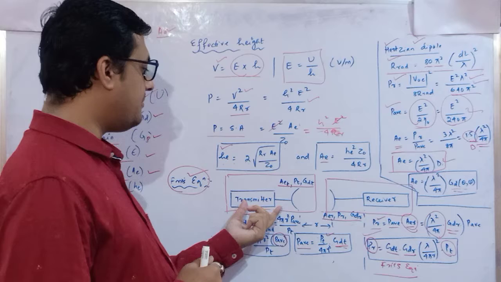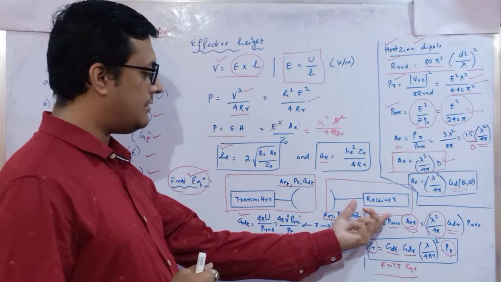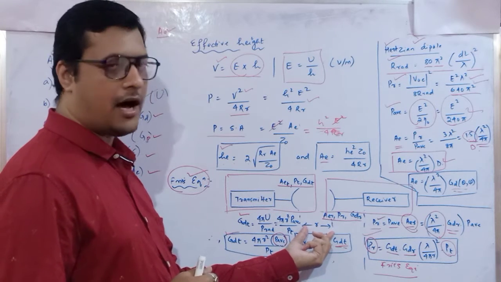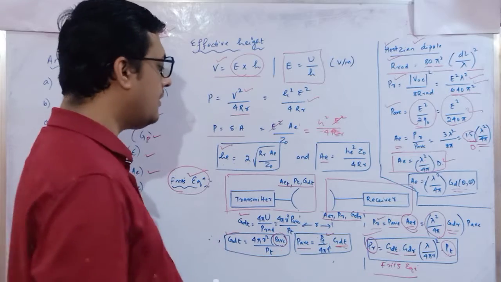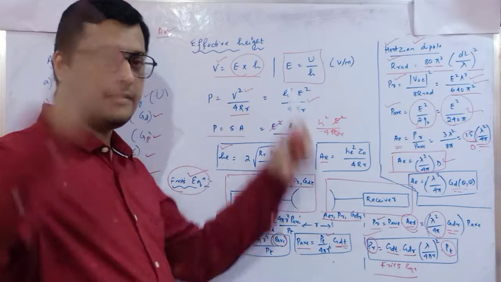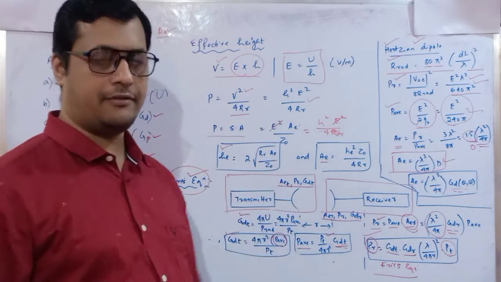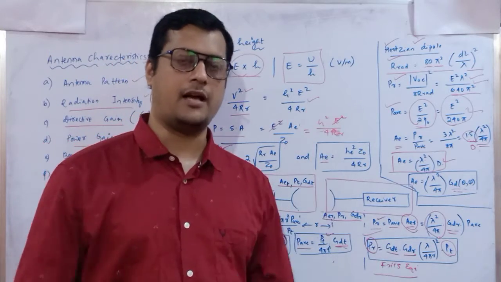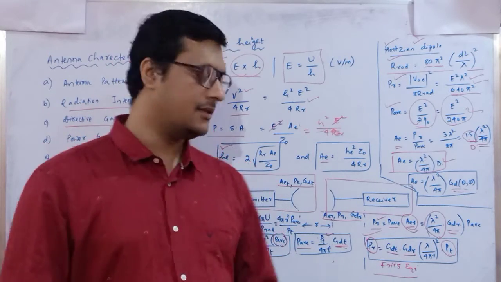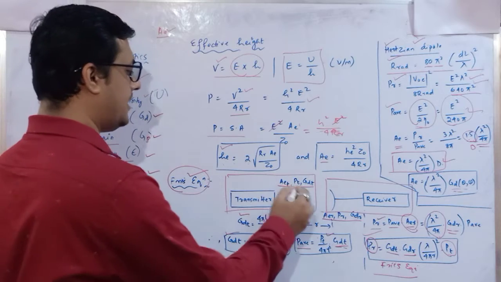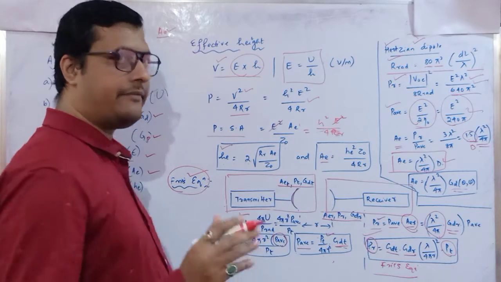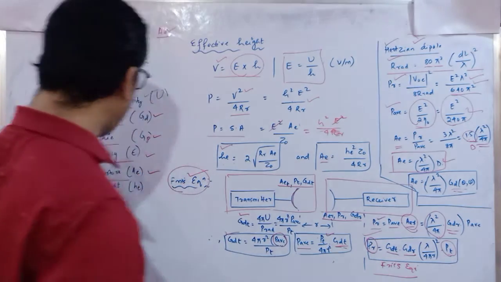So first, this is my transmitter, this is my receiver, separated at a distance of r. A certain distance, a large distance, it can be a far distance. If it is a far distance, your frequency must be high and the wavelength must be less. Now this is an antenna. This antenna has its own parameters. These are the parameters we have discussed.